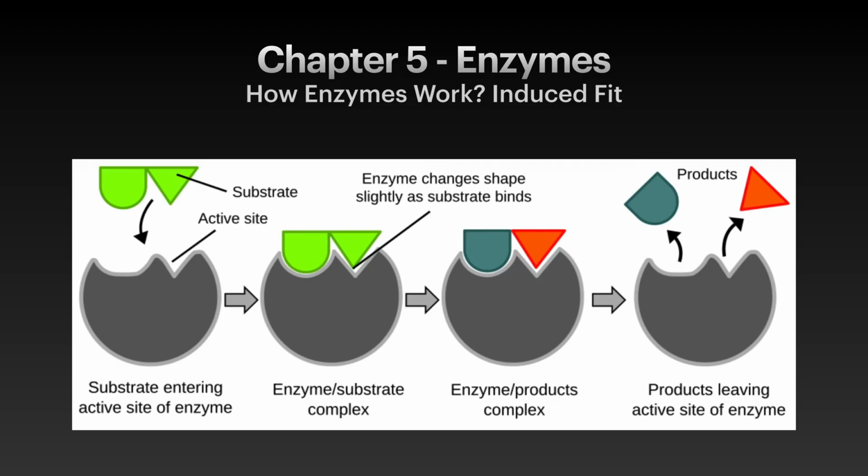Lastly, the catalysis occurs. With the substrate held in exactly the right position and the right bonds under strain, the chemical reaction happens much faster. The substrate is either broken down into smaller products or joined with other molecules to make a larger product. And once the reaction is complete, the products no longer fit the active site shape. They are released from the enzyme.